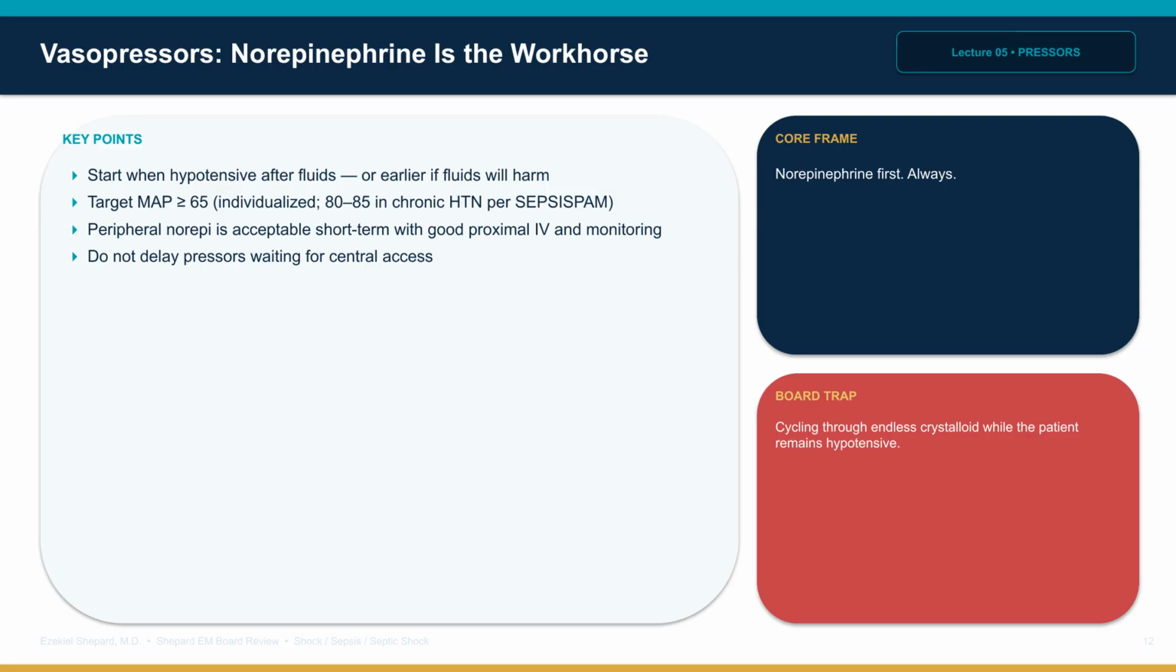Peripheral norepinephrine is acceptable short-term with a good proximal IV and close monitoring while definitive access is arranged. The classic distractor on the boards is dopamine as a first-line agent in septic shock. Do not pick it. Dopamine carries higher arrhythmia rates and no mortality benefit compared with norepinephrine.